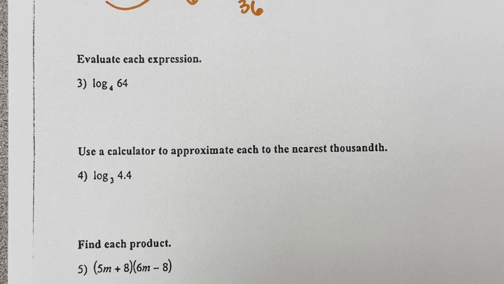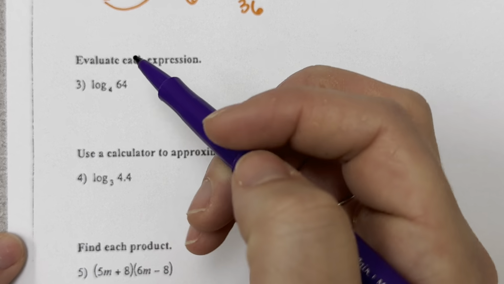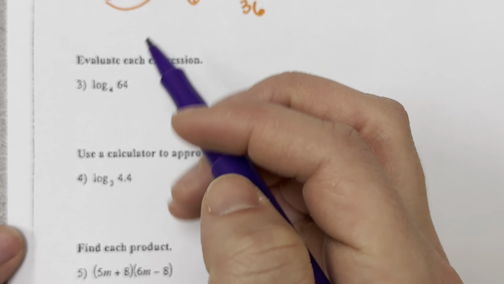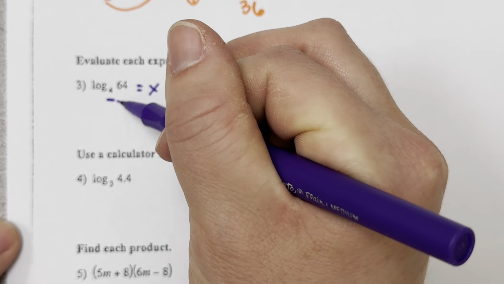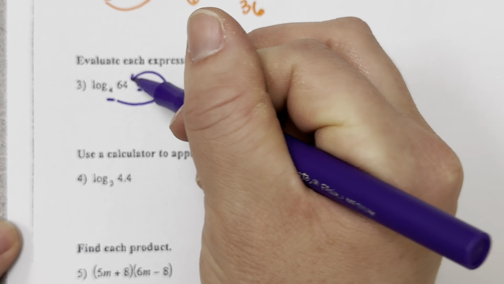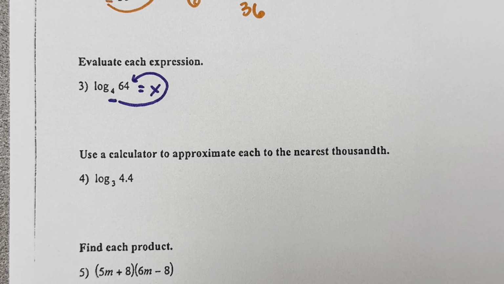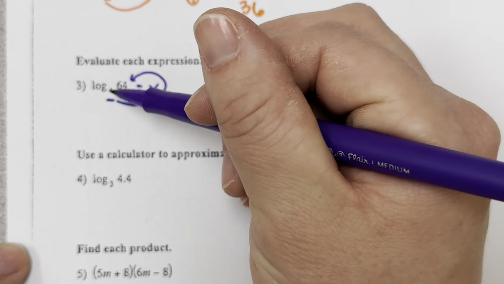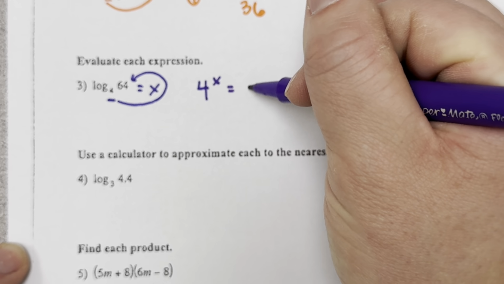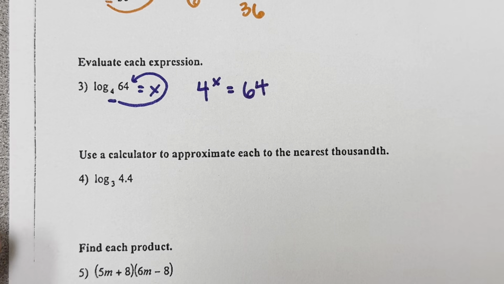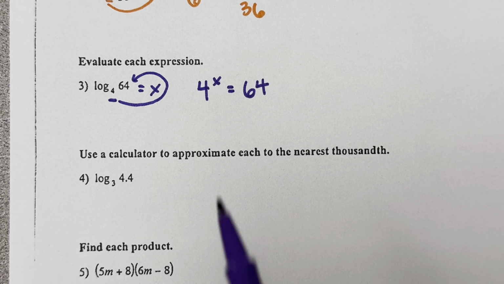Okay, this one, it wants us to evaluate the log. Okay, so this one, what it's asking is log base 4 of 64, and I'm just going to write equals x. We're trying to figure out what x is. Okay, so what this is really asking, if you start with your base, 4 to the power of what would give me 64? Okay, 4 to the power of what would give me 64?